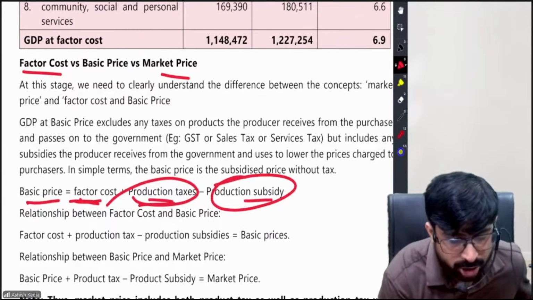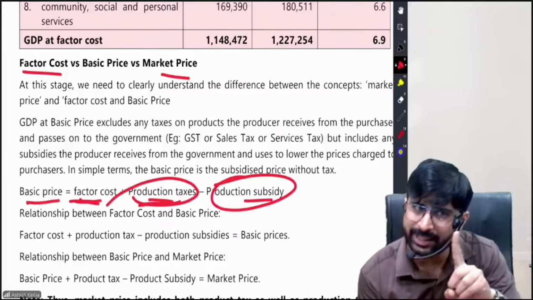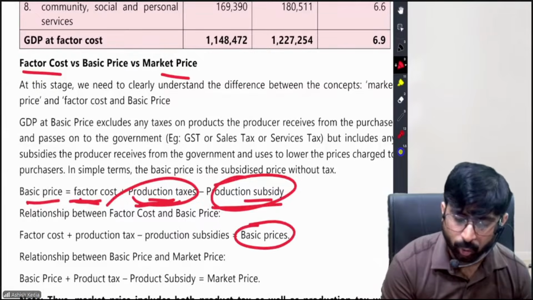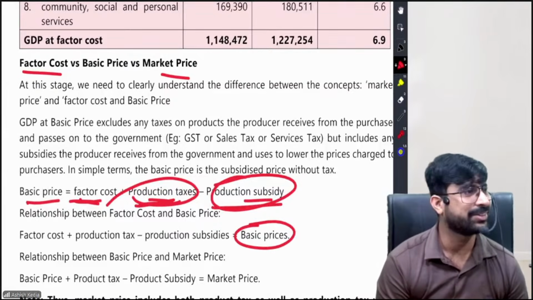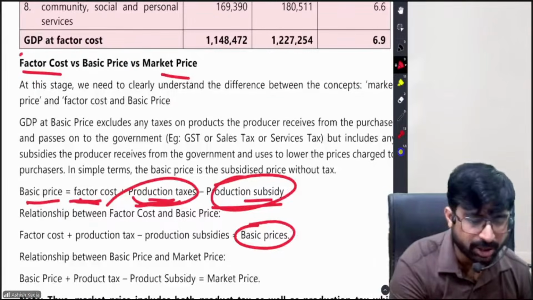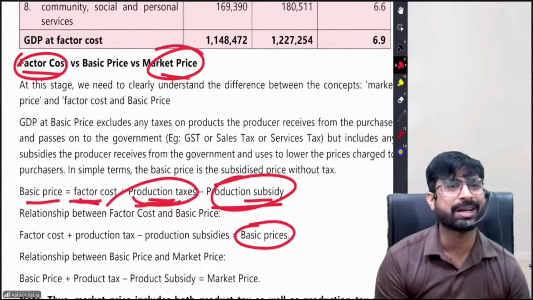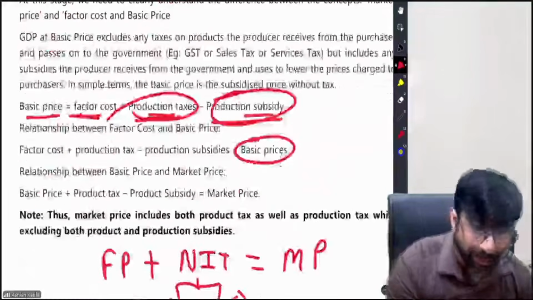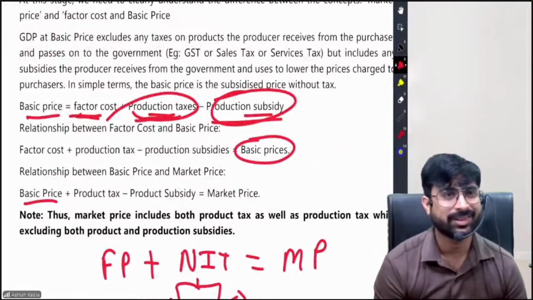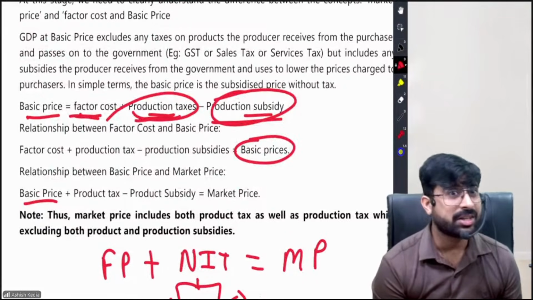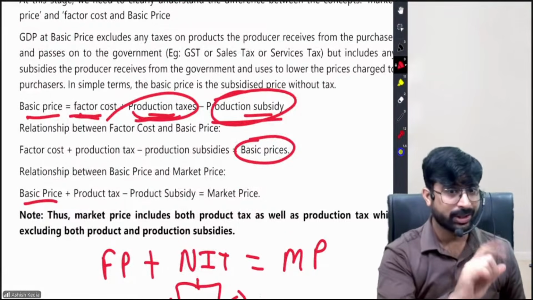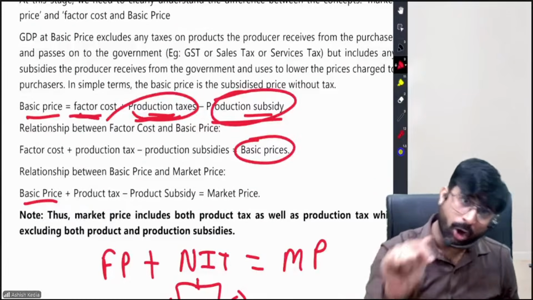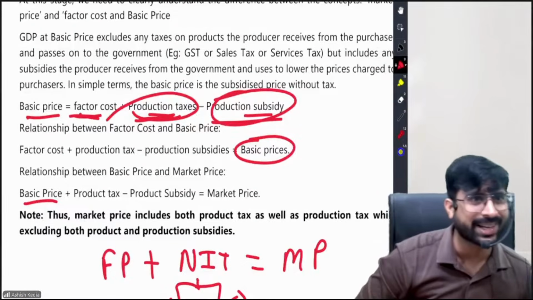If to factory cost you add not the entire indirect tax, only the production tax minus production subsidy, you get basic price. So basic price is a bridge between factory cost and market price. Once you arrive at this basic price, now you add GST. GST is not production tax. It is not being charged for manufacture. It is charged on sale. So that's a product tax.